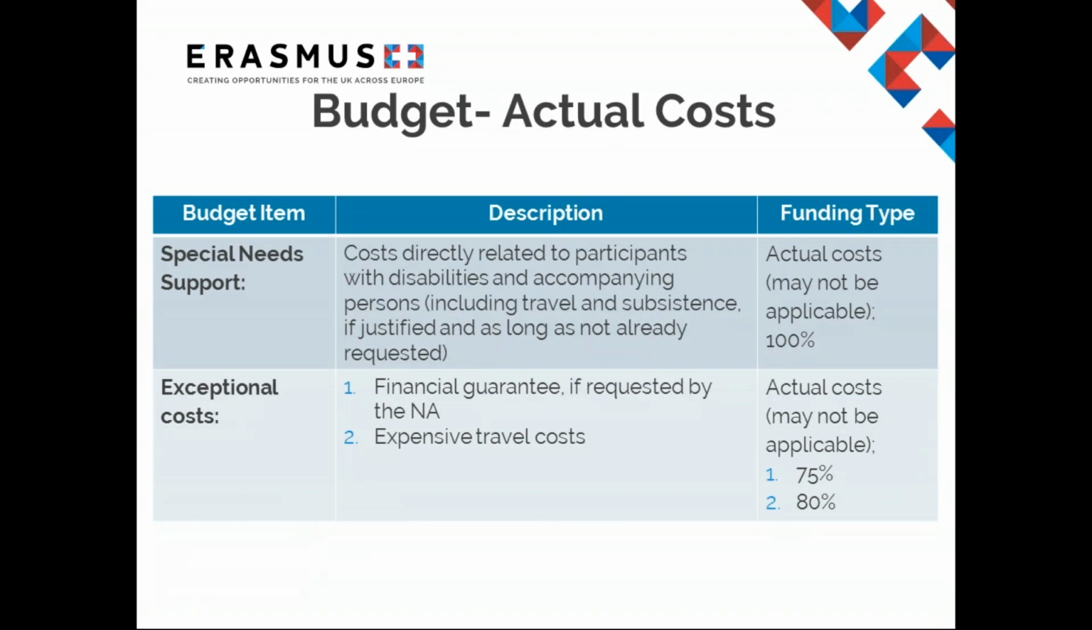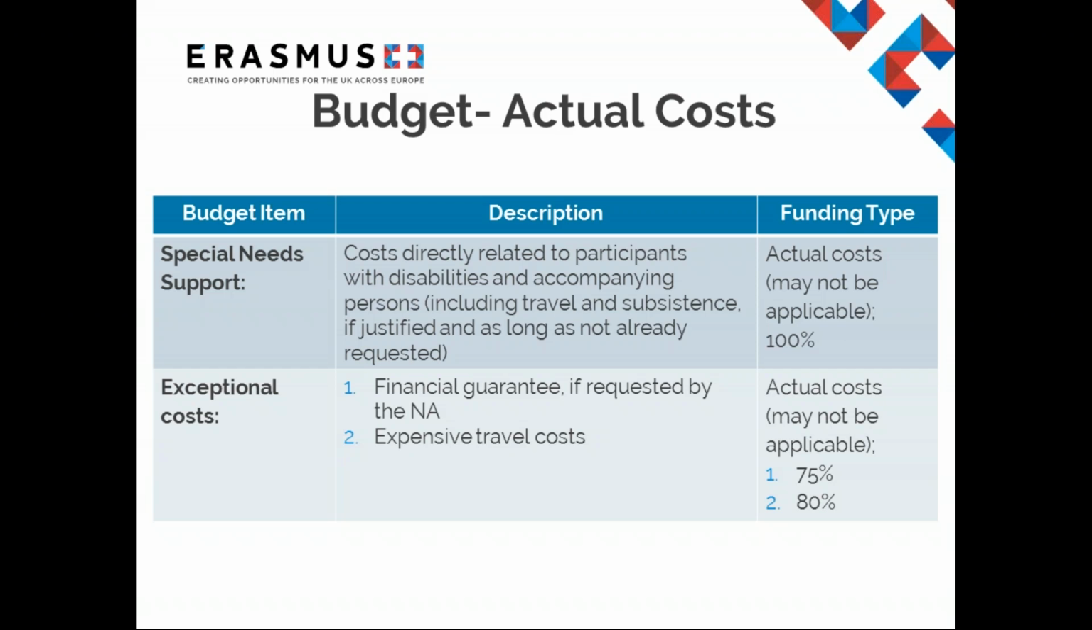Funding for actual costs is obviously based on the real cost of the item or service, but only a certain percentage of the cost will be covered. Budget headings using actual costs are special needs support up to 100% and exceptional costs. For exceptional costs, a percentage of the actual total cost will be funded via the Erasmus Plus budget. The percentages and more information are in the program guide.